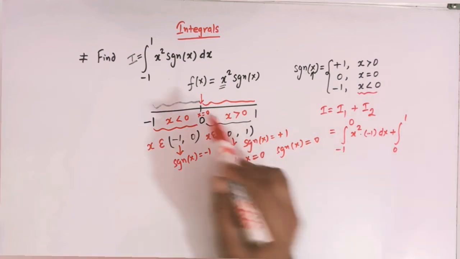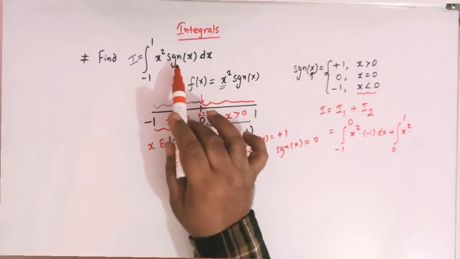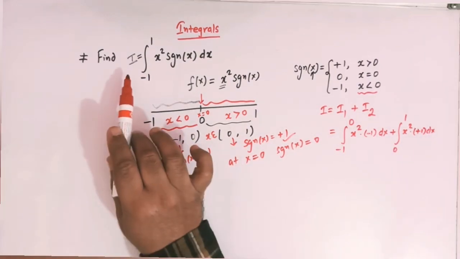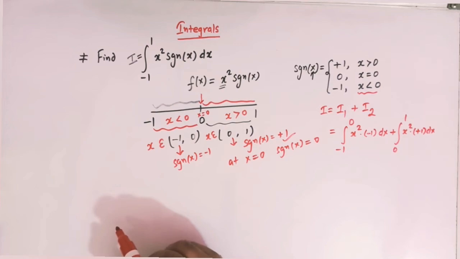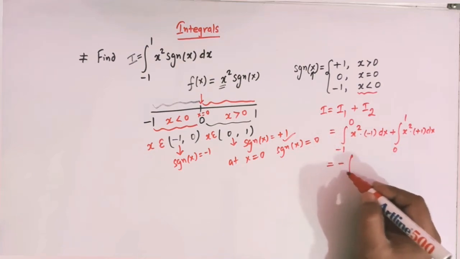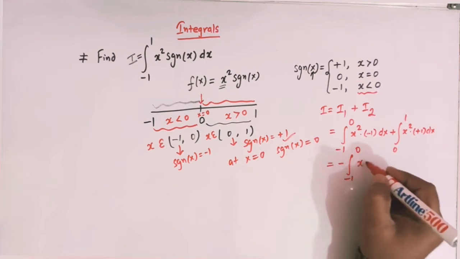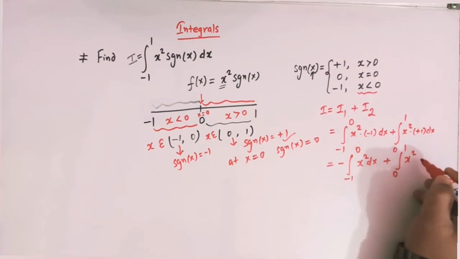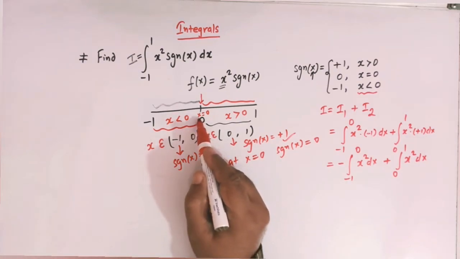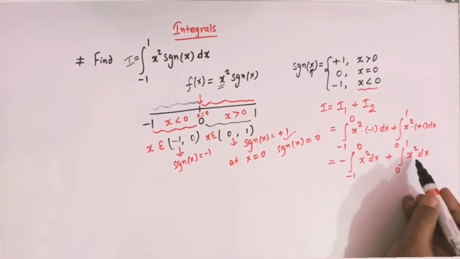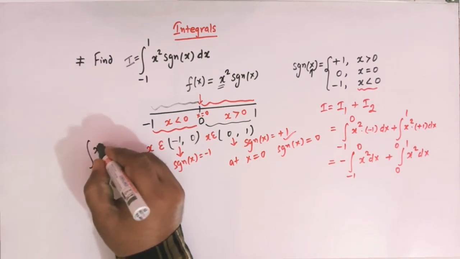Then I2 is the integral from 0 to 1 of x square, and for signum of x we can take the value plus 1. So this is how we can break this integral I as a sum of two integrals. Now we can take the negative sign outside the integral, so we have minus the integral from -1 to 0 of x square dx, plus the integral from 0 to 1 of x square dx. So x is equal to 0 is the breaking point where we can split our integral as a sum of two integrals.